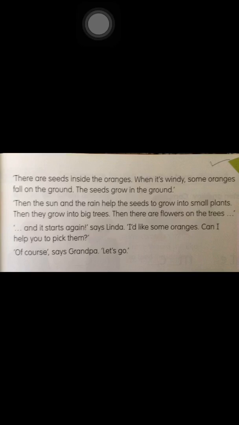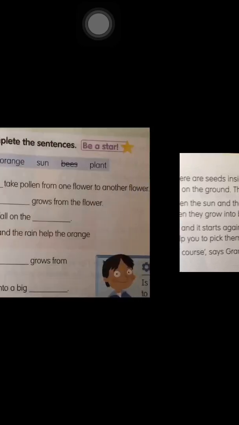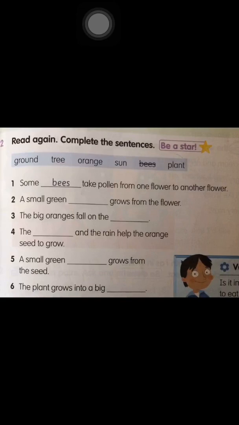فلنبدأ. Ground, tree, orange, sun, bees, plant. قم بكتابة معاني الكلمات على الكتاب بقلم الرصاص. فلنبدأ. Ground, أرض. Tree, شجرة. Orange, برتقال. Sun, شمس. Bees, نحل. Plant, نبتة. اكتبهم بخط مرتب كما أنا قمت بكتابتهم، والآن سوف نبدأ بحلهم. فلنبدأ.